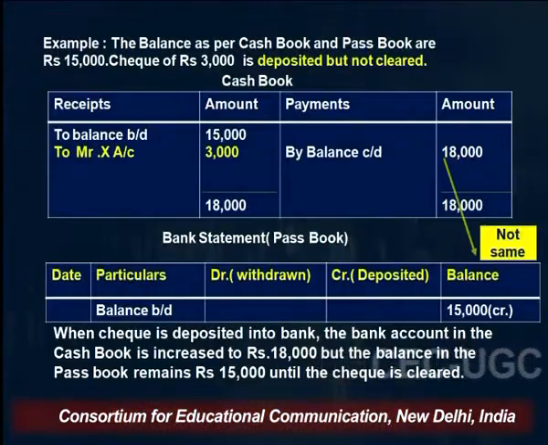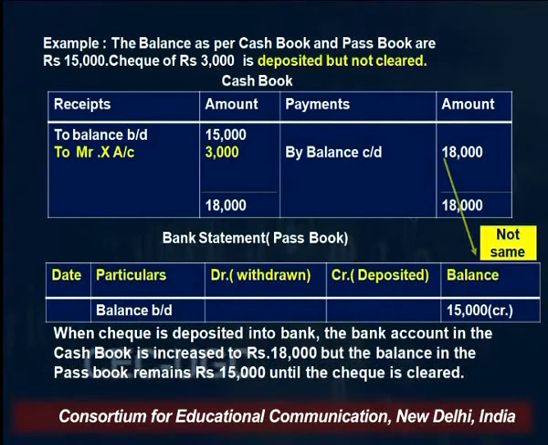The balances of cash book and passbook are the same. Earlier, the balances of both the books are the same. There was a transaction, that is a check of rupees 3,000 deposited but not cleared. The moment we receive a check from our customer, we record this entry on the receipt side of the cash book, like it is shown here, to Mr. X, with the amount 3,000. We have recorded this entry on the receipt side, but this check is not cleared by the bank.